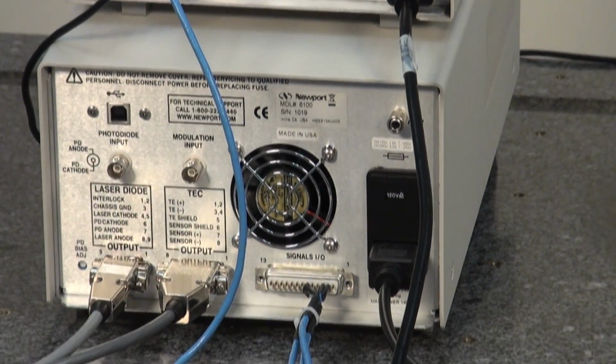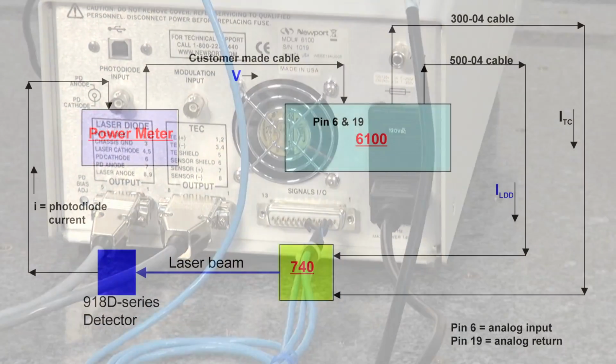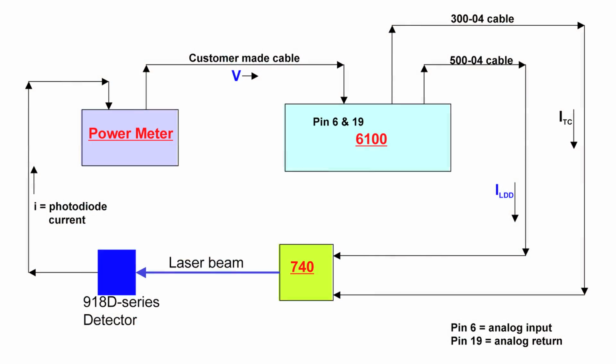The analog output from the power meter goes into pins number 6 and 19 of the 25-pin I/O connector on the back of the 6100. This 25-pin connector is a very versatile port where one can find the TTL signal input-output and laser diode driver output current, as well as monitor the forward voltage across the diode.